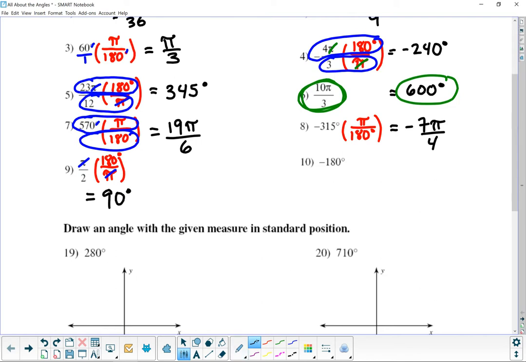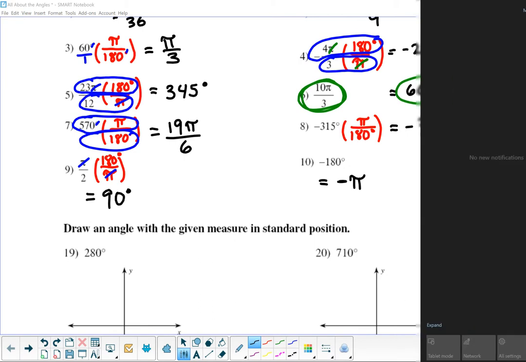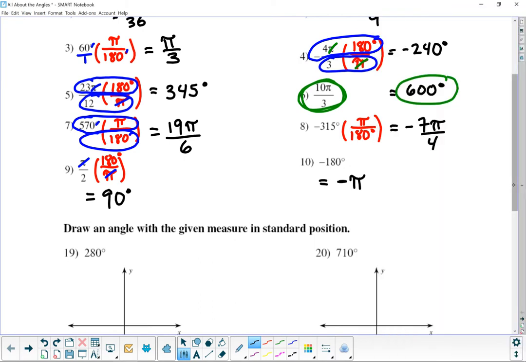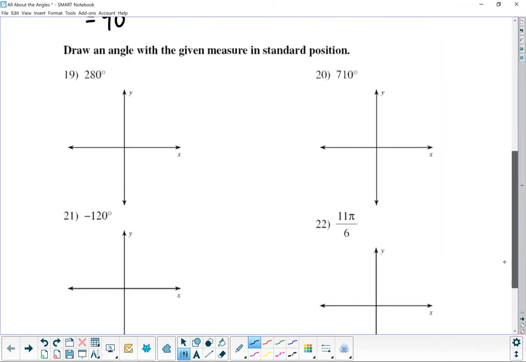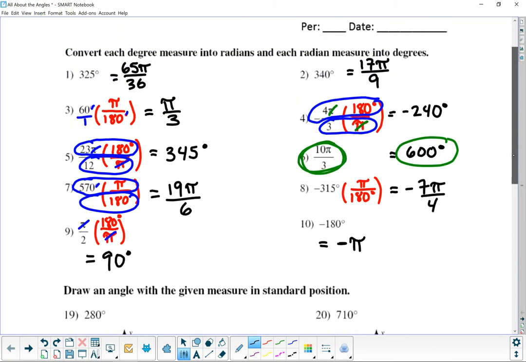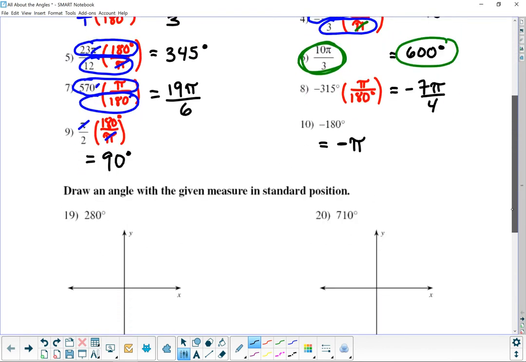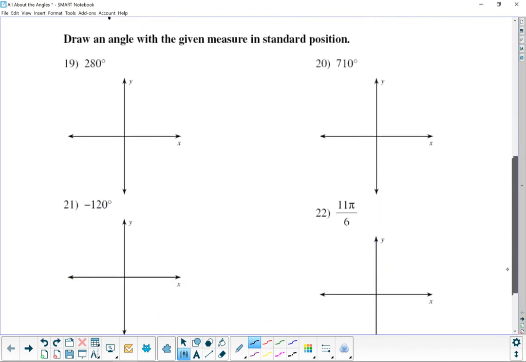Okay, negative 180. This one I already know the answer, or you should already know. We know that 180 degrees is the same as pi, we've been using that, and then it's just negative. So negative 180 degrees is just negative pi. Oops, wow, my numbering is already off. From 1 to 10, and then 19, 20.